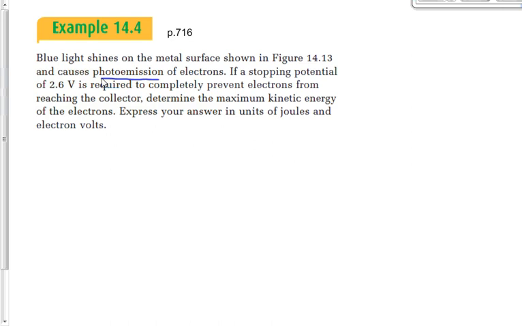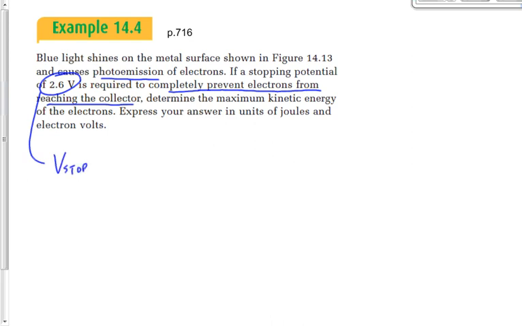If a stopping potential of 2.6 volts is required to completely prevent the electrons from reaching the collector, what does that mean? We talked about a stopping potential. To completely prevent electrons from reaching the collector. What's another shorter way of saying the same thing? John? Yeah, to stop them. If you want to completely prevent them from reaching the collector, you've stopped them. So this is our stopping voltage, or our stopping potential.